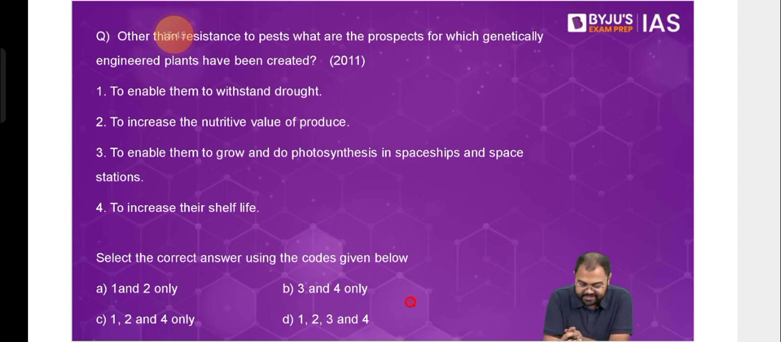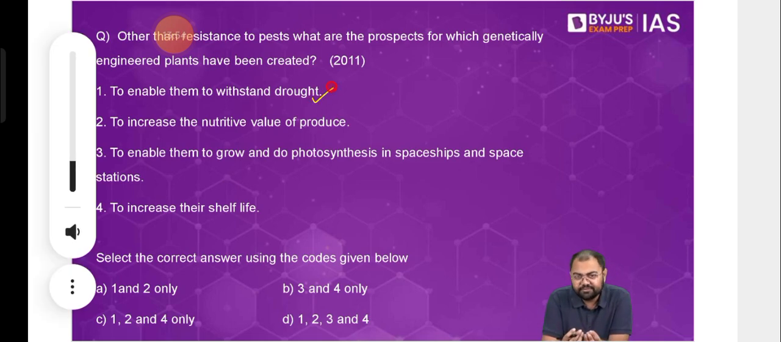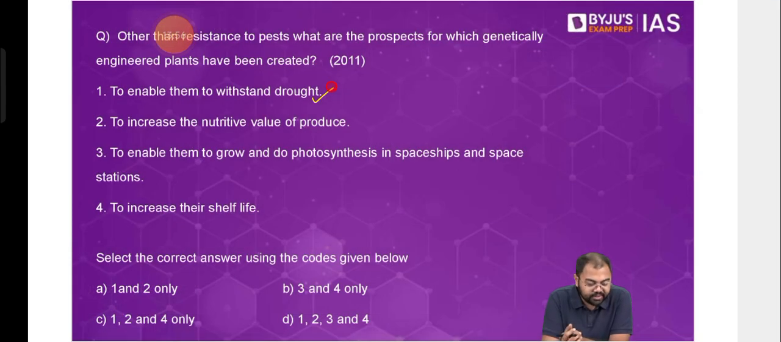Other than resistance to pests, what are the prospects for which genetically engineered plants have been created? First, to enable them to withstand drought. We discussed this yesterday, that we try to make changes in a manner that they can survive in low water conditions as well. To increase the nutritive value of produce, we discussed this as well. Fourth, to increase their shelf life, we do this. We discussed this yesterday as well, that we can increase the shelf life of the food as well as of the seeds. We can do both. Now coming to statement number 3.